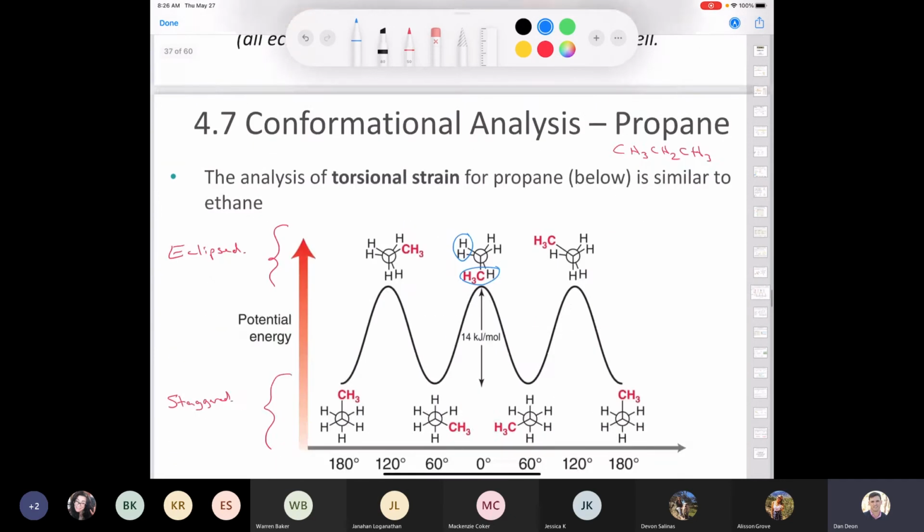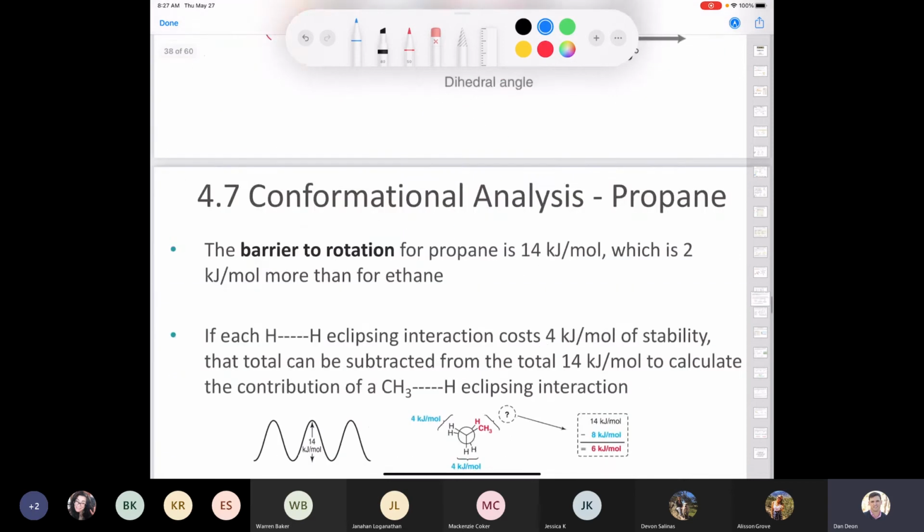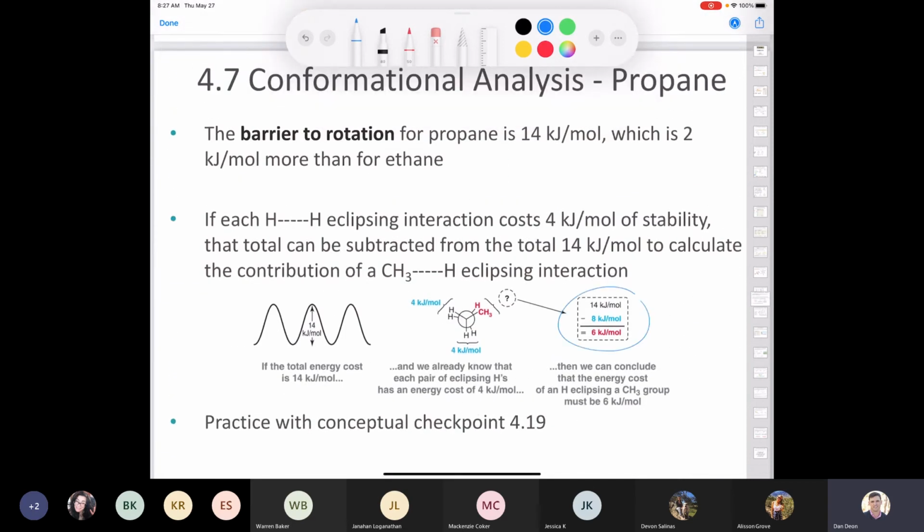So if I go over to my propane molecule, if this costs 4 kilojoules per mole and this costs 4 kilojoules per mole, but my total is 14, what's 14 subtract a total of 4 plus 4? 14 subtract 8, you're going to be left with 6 kilojoules per mole. So that barrier to rotation for propane is 14 kilojoules per mole. It's 12 kilojoules per mole for ethane.